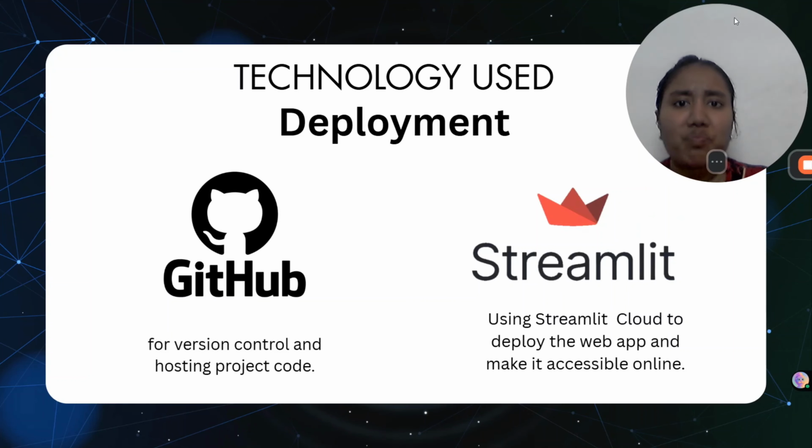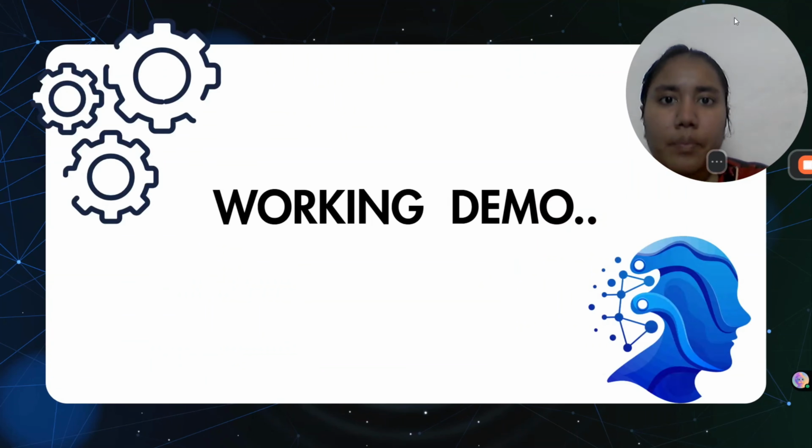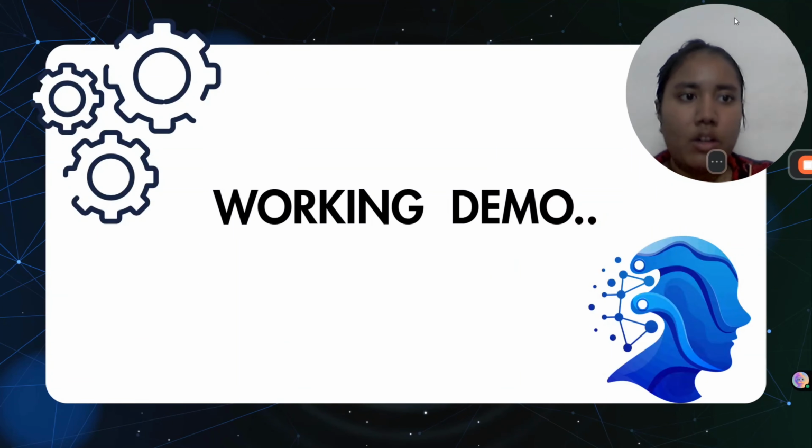For deployment, I used GitHub for version control and hosting my project code, and Streamlit because, as I said earlier, it's very easy to use and I deployed my project easily on the internet. Now let's have a look into the working demo.